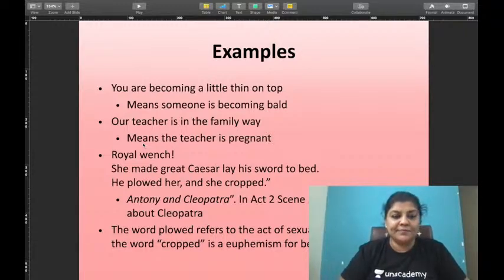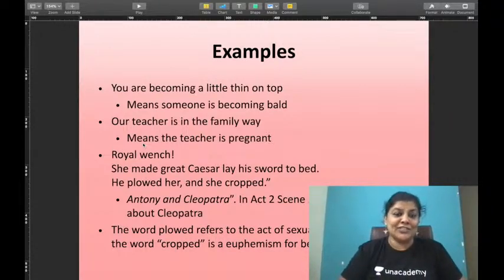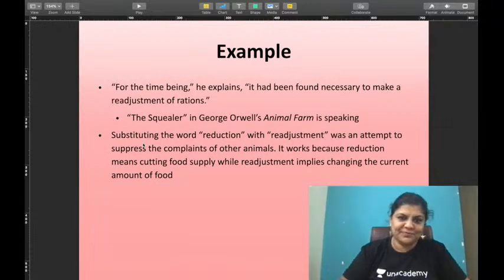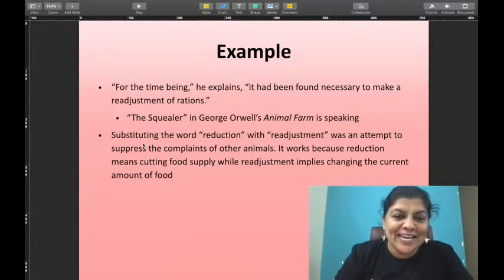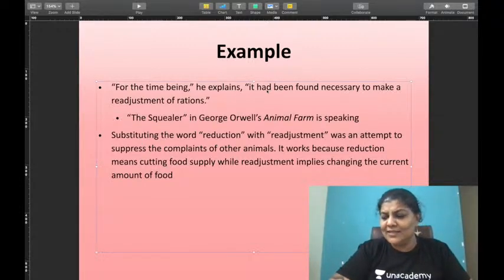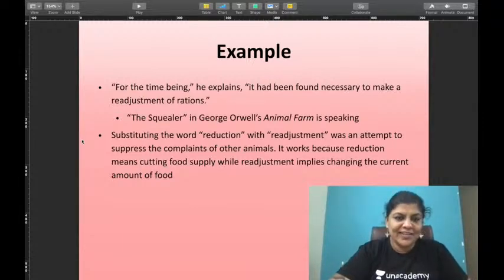Thank you, Krishna. Our teacher is in the family way. That means our teacher is pregnant. Our teacher is in the family way. Euphemism. Squealer says, for the time being, it has been found necessary to make a readjustment of rations. That means you are not getting any more food. All the food is going to be eaten by pigs. That is the meaning.